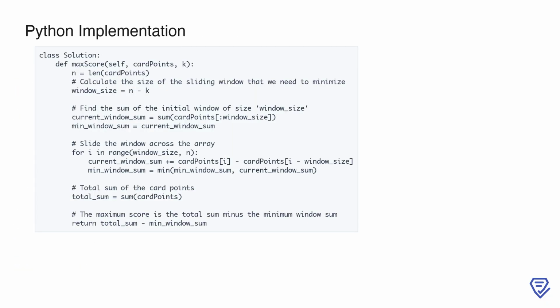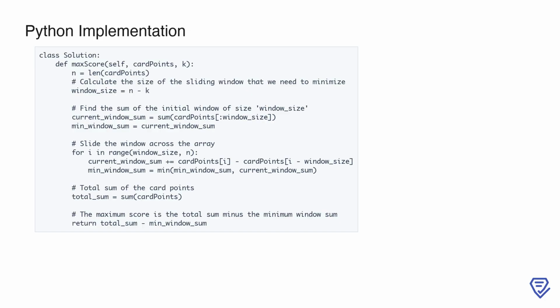This solution efficiently calculates the maximum points you can obtain from cards by using a sliding window technique. The problem requires selecting k cards either from the beginning or the end of the array. The approach is based on minimizing the sum of the remaining n minus k cards, which indirectly maximizes the sum of the selected k cards. First, the size of the sliding window is determined as n minus k. This is the portion of the array we want to minimize, as the remaining part contributes to the maximum score.